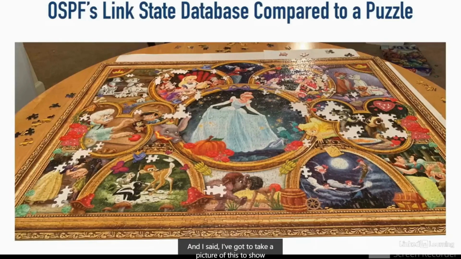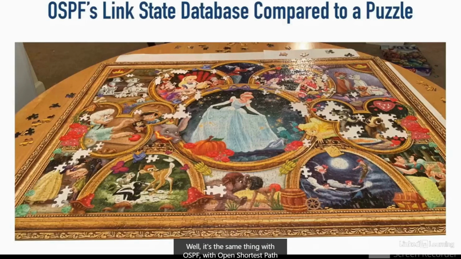And I said, I've got to take a picture of this to show my OSPF students. The reason it reminds me of OSPF is she was working on this with her boyfriend at the time, fiance now, and they would help each other, and they would say, do you have Cinderella's slipper or whatever it was? And they would share pieces back and forth. And slowly, over many days, they put together this puzzle.